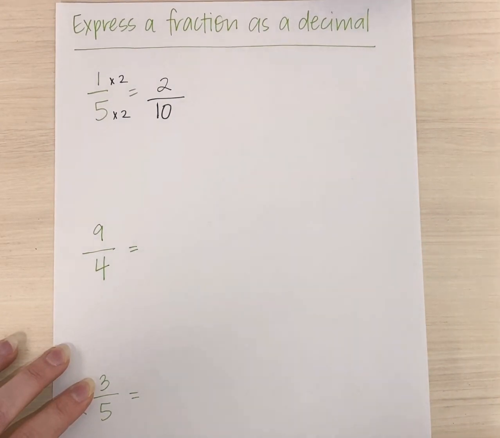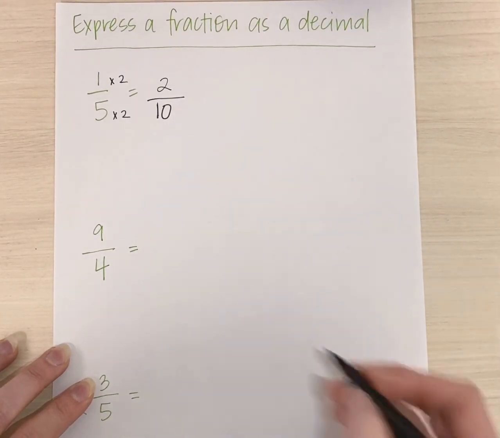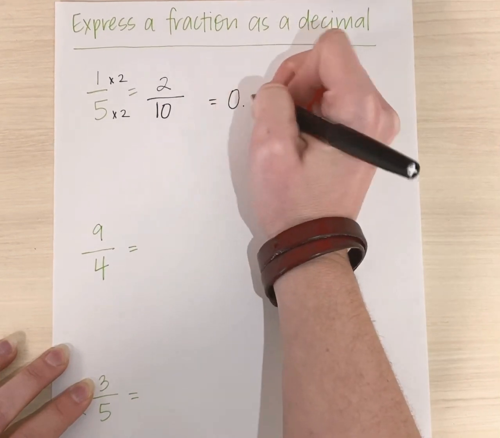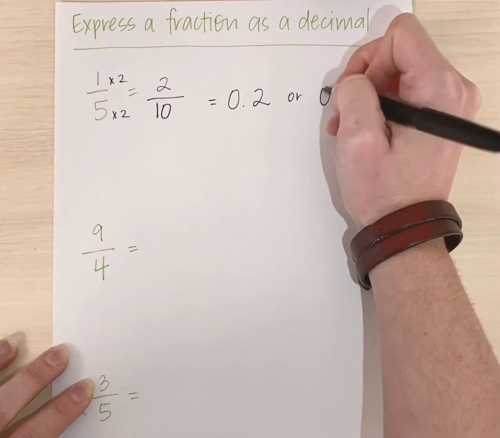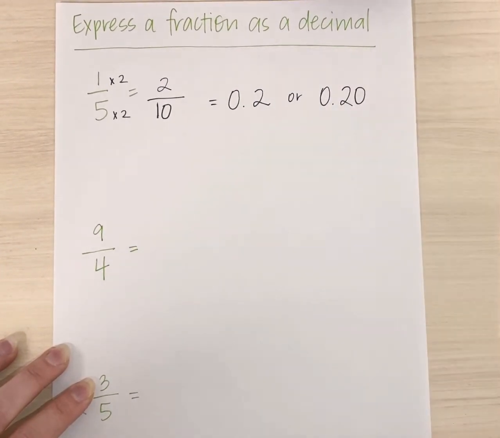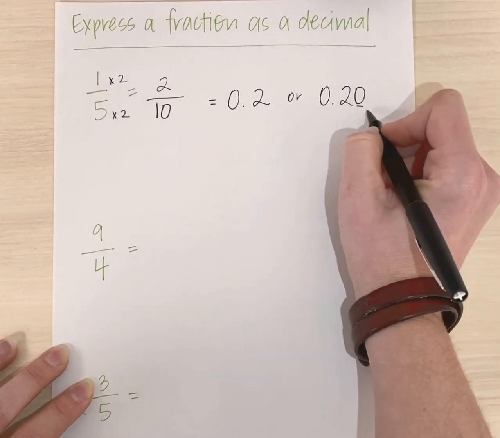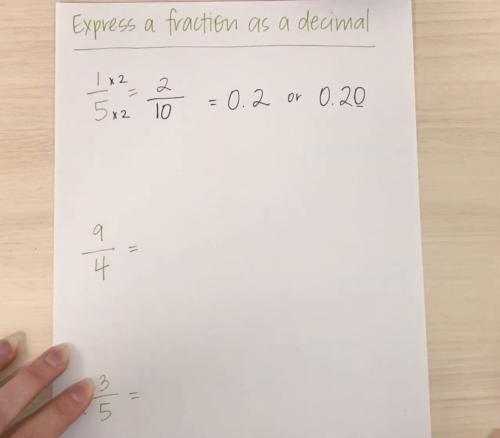And just saying that fraction, I know how to write that as a decimal. It's 2/10. Or we've talked about how 20 hundredths is the same, so students can write it either way. We talked about this 0 at the end being a placeholder.